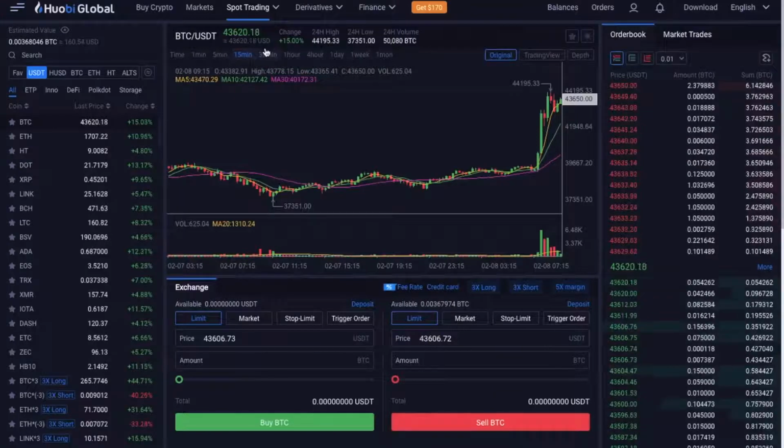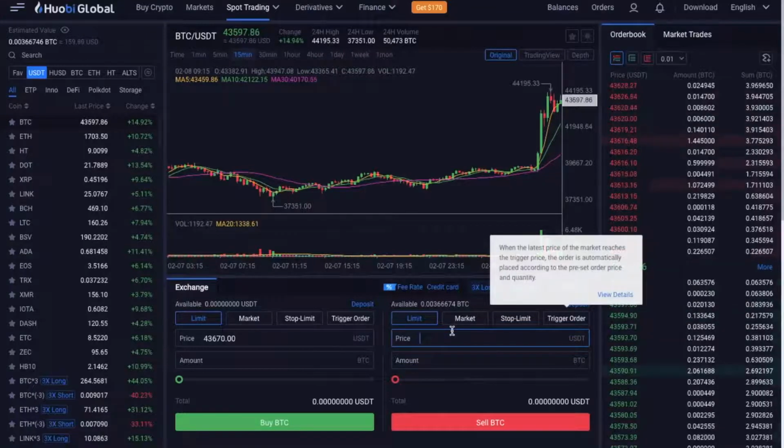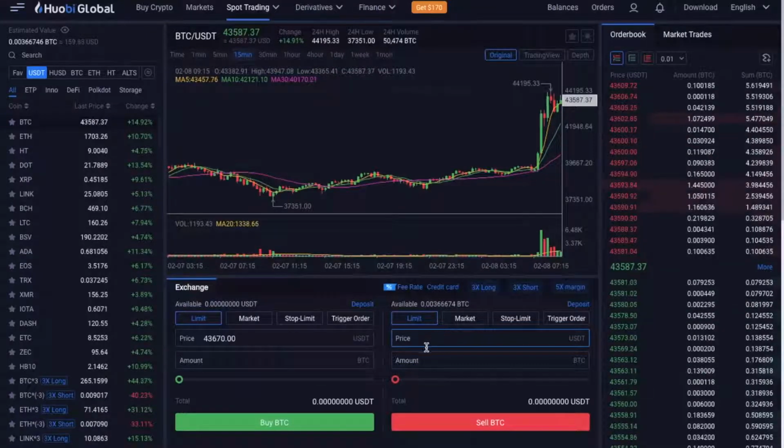Well, let's go down to the exchange section here. And we're going to click onto limit. And we're going to be in the sell section of the screen, as we're going to be selling Bitcoin for our USDT. And it pulls through my available balance from here.